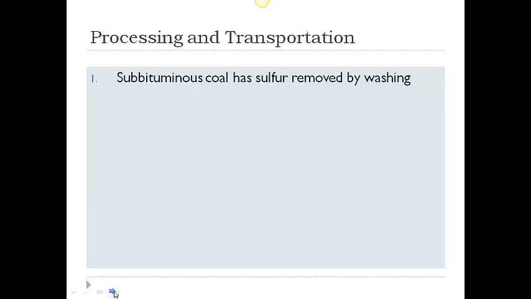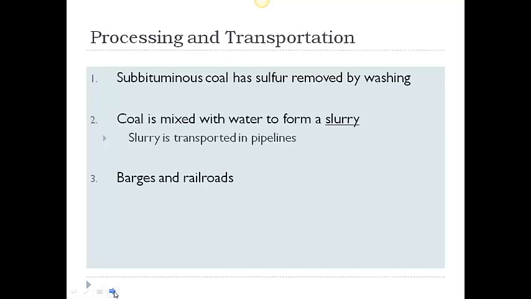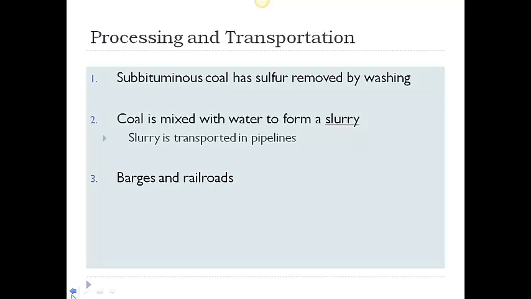Processing and transportation. I'm going to let you, oops, went too far again. Let you pause and get this into your table.